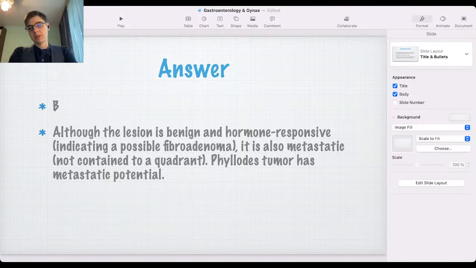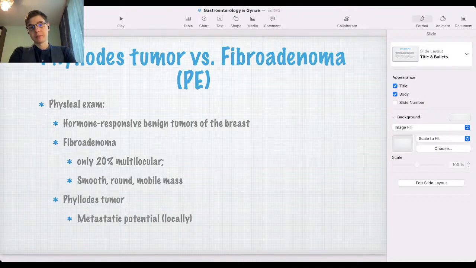Let's go a little bit more in depth. How does Phyllodes tumor versus fibroadenoma present on the physical exam? Both are hormone responsive benign tumors of the breast. Therefore, we expect that with the menstrual cycle, on the estrogen phase, both Phyllodes tumor and fibroadenoma will increase in their size. However, in the case of fibroadenoma, only 20% of the fibroadenomas are multilocular.